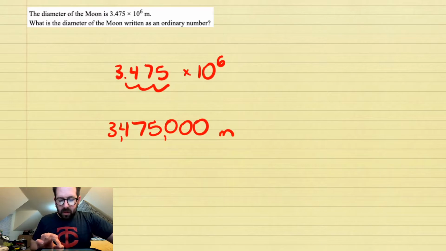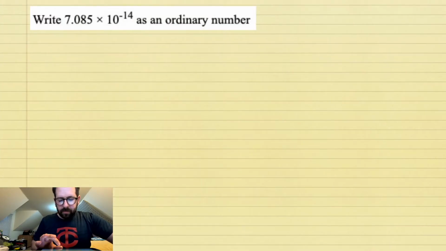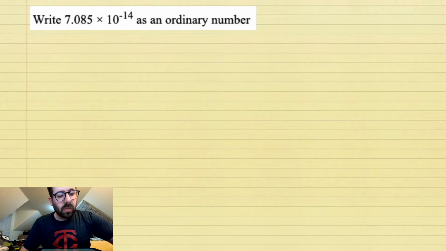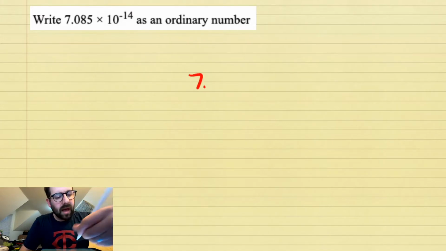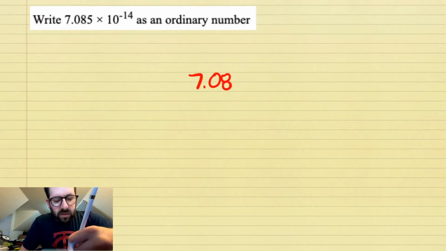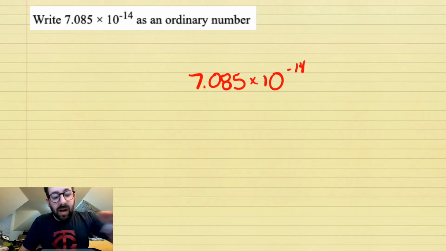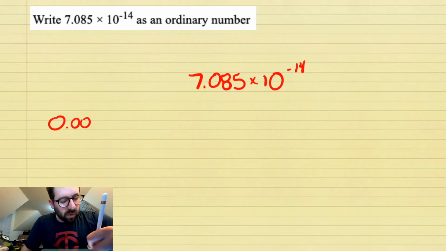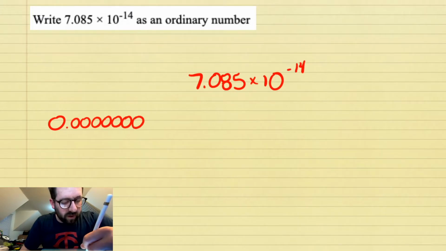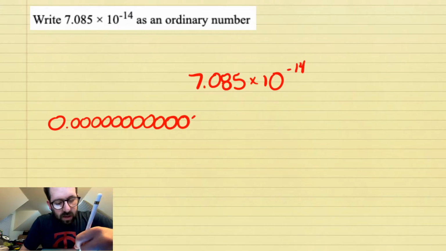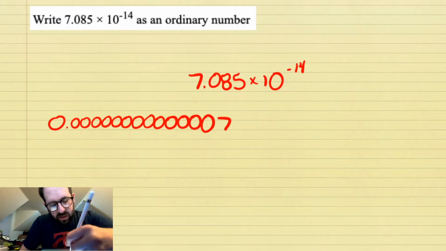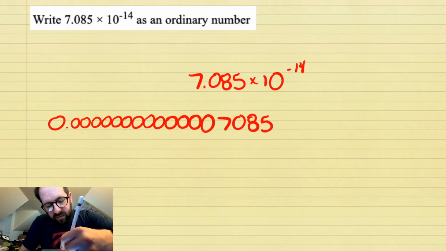We're going to go on to number 4 for my problems here. So we have a scientific notation number. It's got a negative power on it. It's got a negative 14. And we want to write this as a normal number. So the negative power means I'm moving it back to the left. So it's 7.085 times 10 to the negative 14. So I have to move this decimal 14 spots to the left. So this is what it's going to look like. 1, 2, 3, 4, 5, 6, 7, 8, 9, 10, 11, 12, 13, and then the 7085.